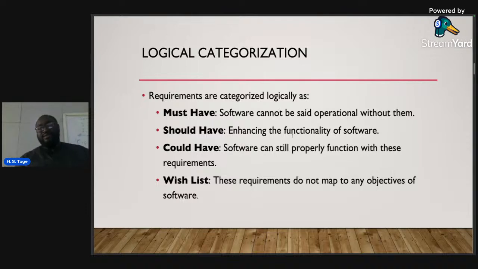Could have: the software can still operate properly without these requirements. Okay? The software will work just fine without these requirements. And then you have wish lists. These requirements do not map to any objective of the software whatsoever. Okay?